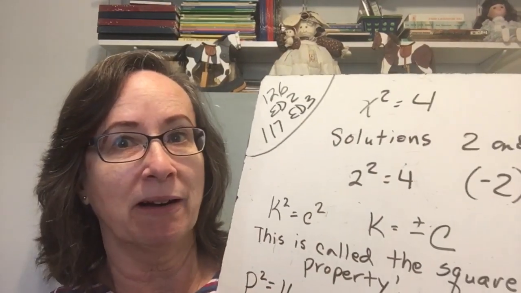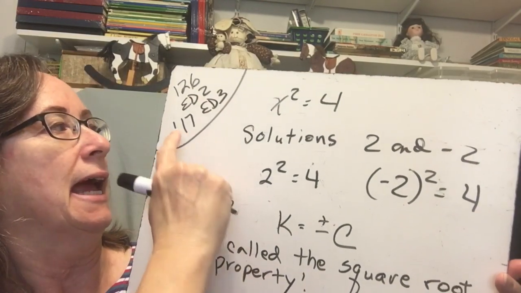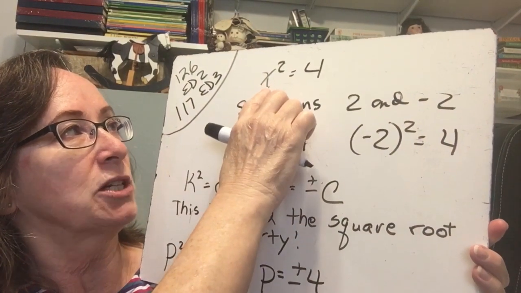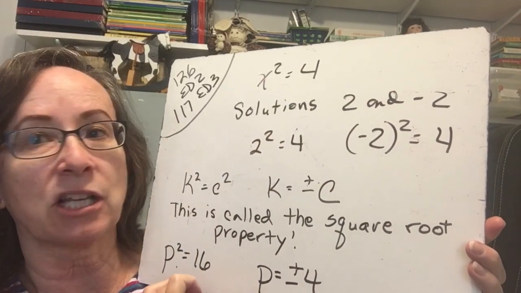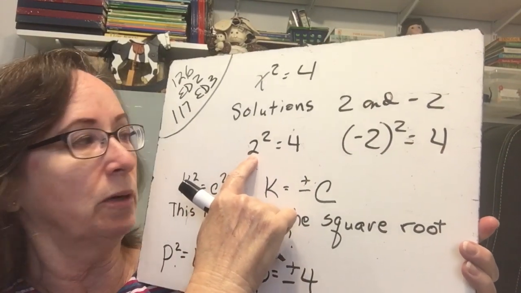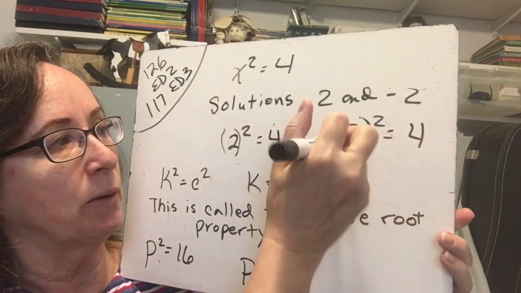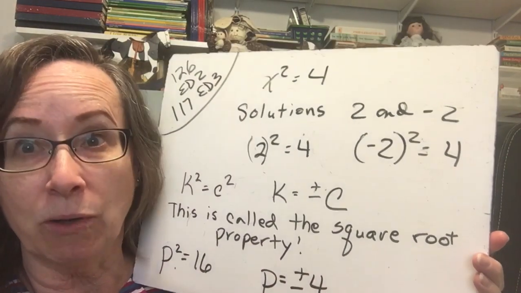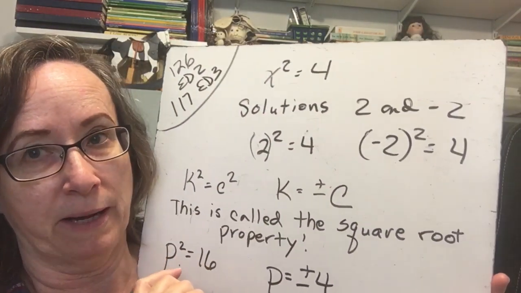And today we are doing lesson 126 in your Edition 2 book and lesson 117 in your Edition 3 book. And we start off with an example, x squared equals 4. And then we reason that the solution to x is 2 or negative 2, because if I take 2 and I square the 2, then I do get 4. If I take the negative 2 and I square the negative 2, I get negative 2 times negative 2, which equals 4. So there are two solutions to an x squared equation.